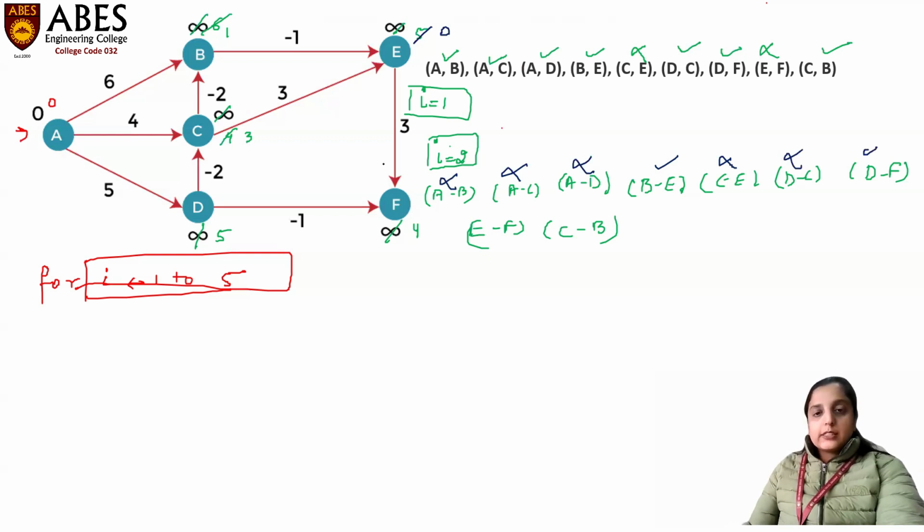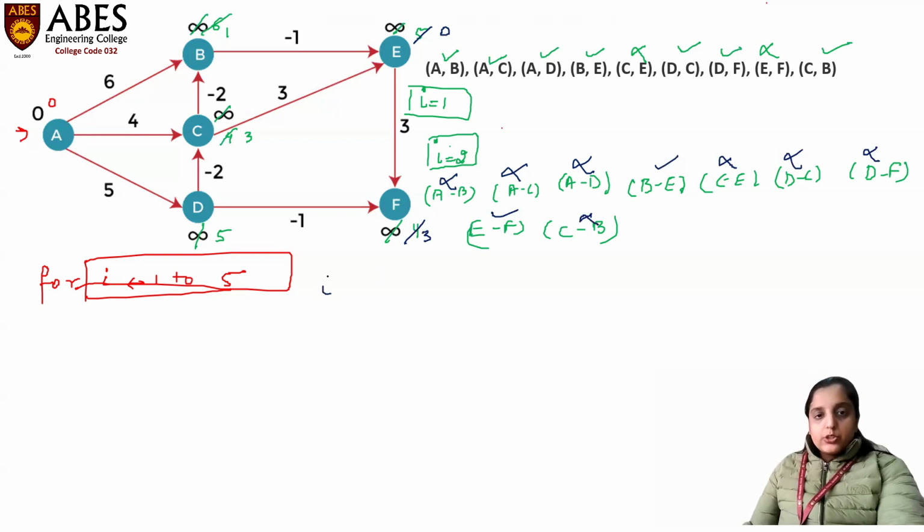Already done. Next is EF. EF is 0 plus 3. 0 plus 3 is 3. So 3 is less than 4, so we'll update this value. Next is CB. CB is 3 minus 2 is 1. So we are not doing the updations.